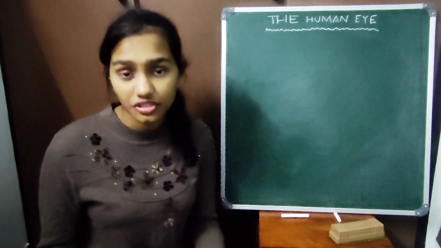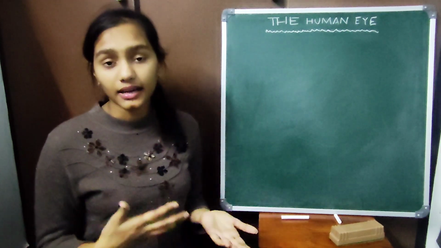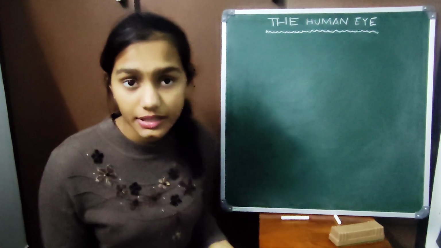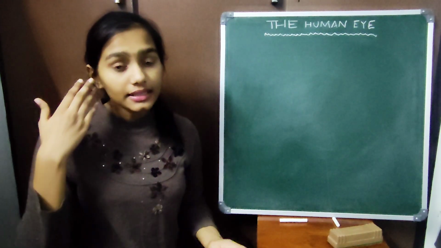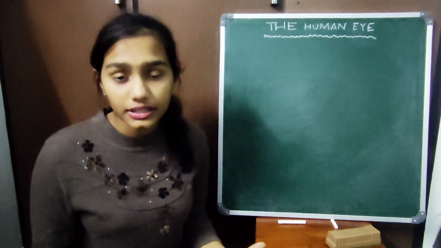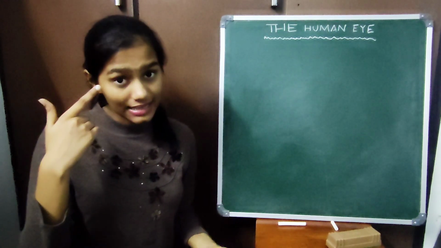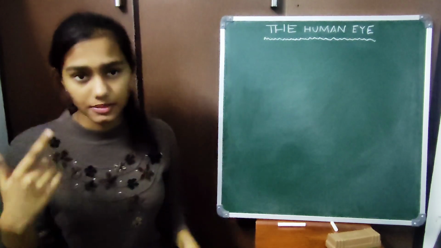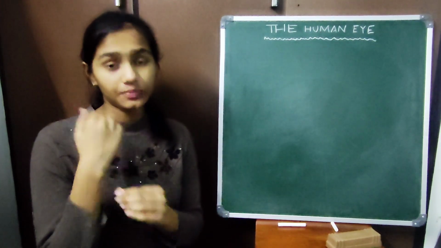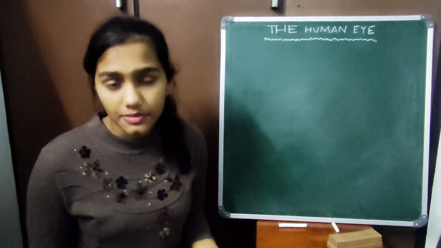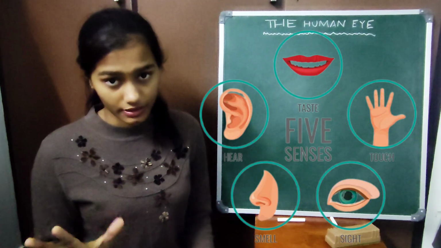There's the olfactory receptor in the nose that helps us smell. Our tongue has gustatory receptors which help us taste. Our ears have auditory receptors that help us hear. Our eyes have photoreceptors that help us see. And last comes our skin, which has thermoreceptors that help us feel. So these were the 5 sensory organs.